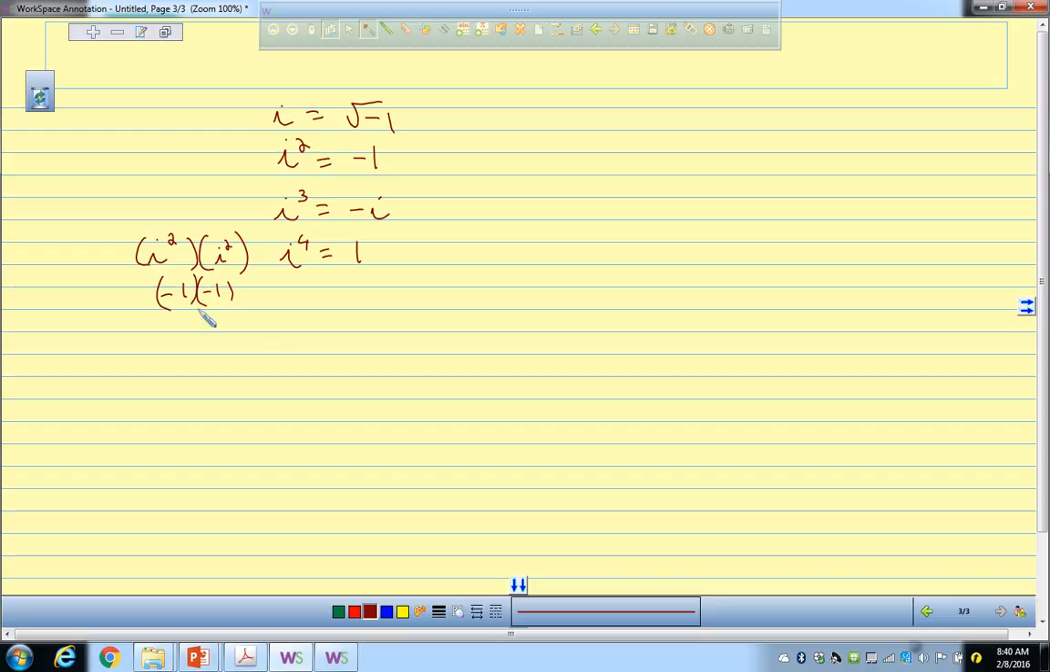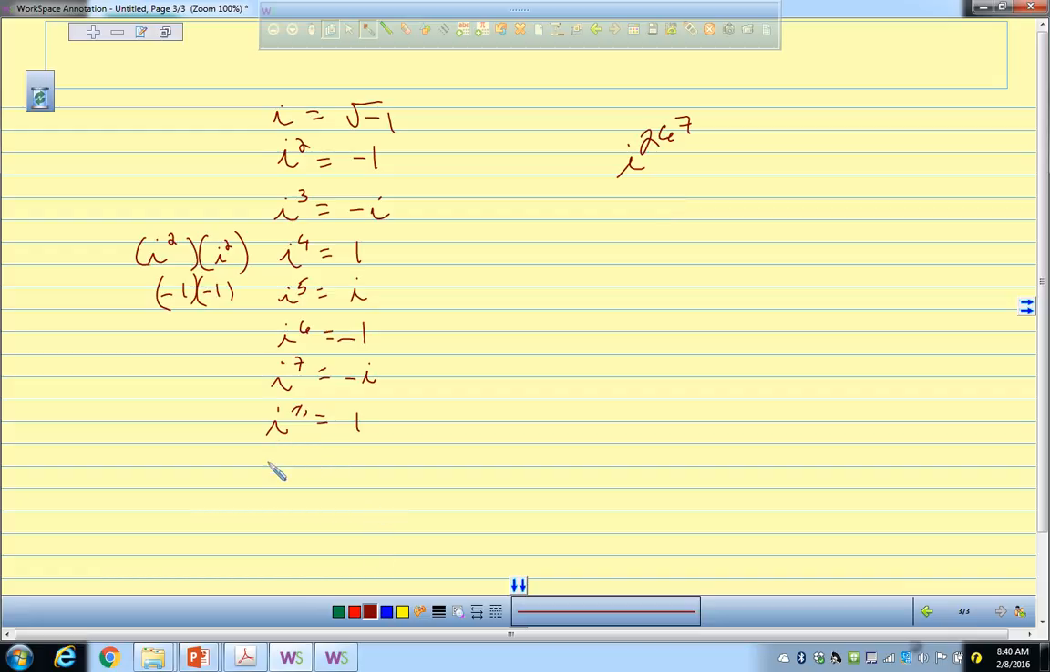Then the whole pattern repeats itself. So i to the fifth would be 1 times i, just i. And i to the sixth would be -1, right? And i to the seventh would be -i again. And i to the eighth would be what? 1, okay? So if they ask you what is i to the 267th power, could you figure that out?